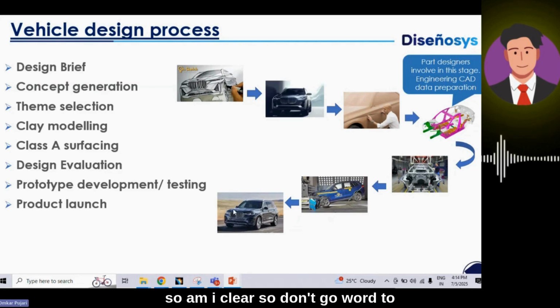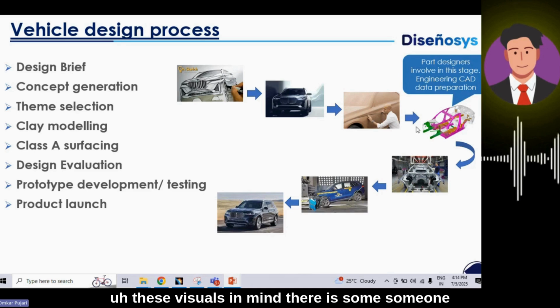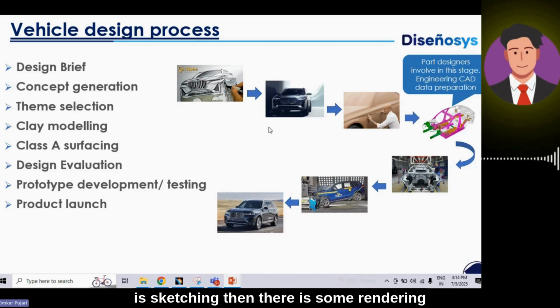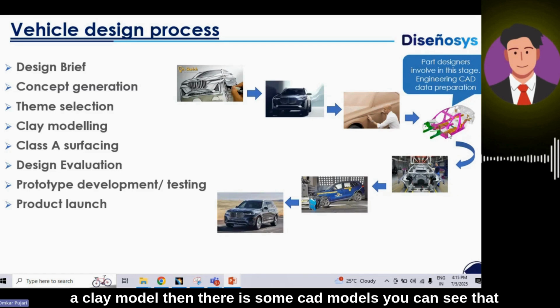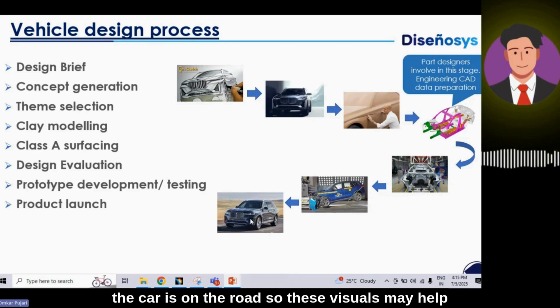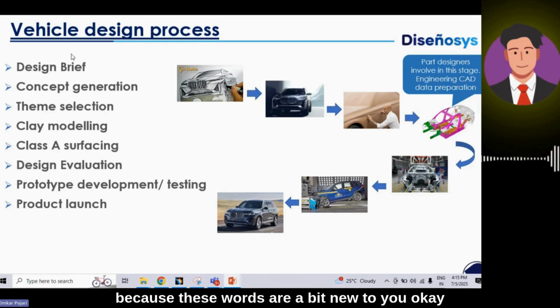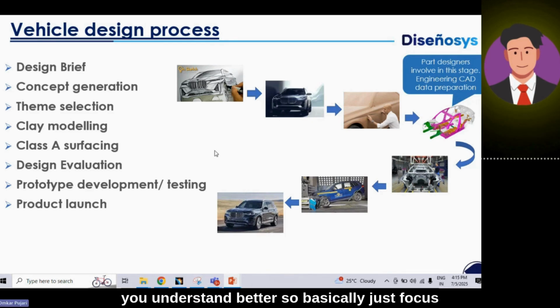Okay, so am I clear? Don't go word by word in this. You can just keep these visuals in mind. There is someone sketching, then some rendering pictures, then someone making a clay model, then some CAD models. You can see there is an assembly line, then a car testing is shown, and then the car is on the road. These visuals may help you understand more than these words, because these words are a bit new to you. This diagram can help you understand better.